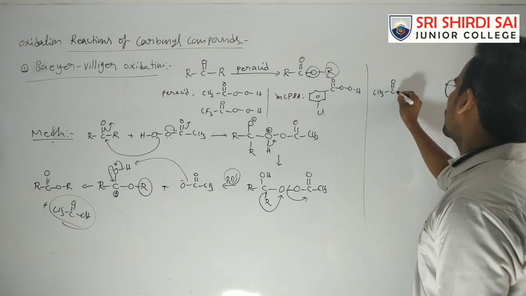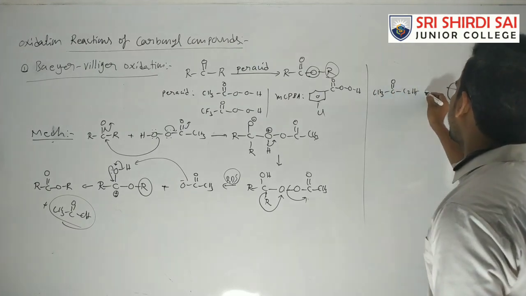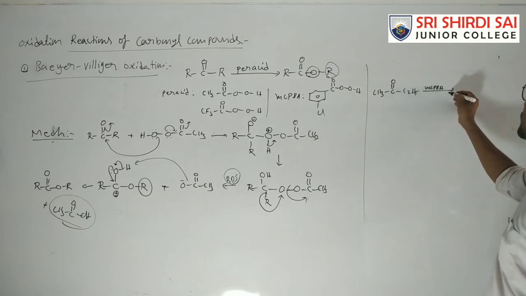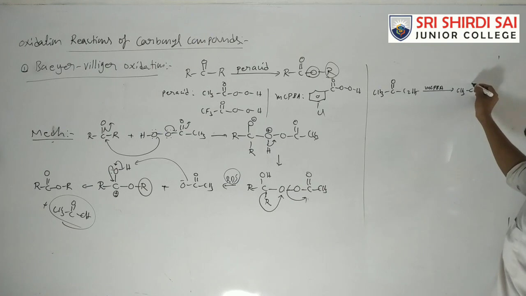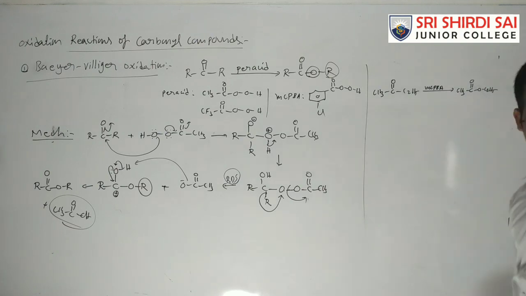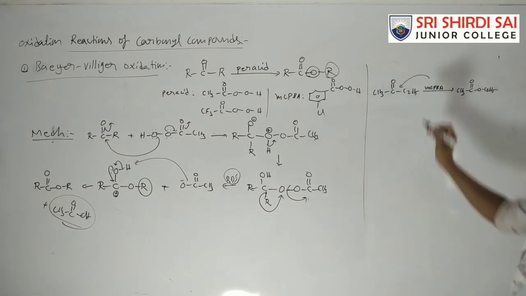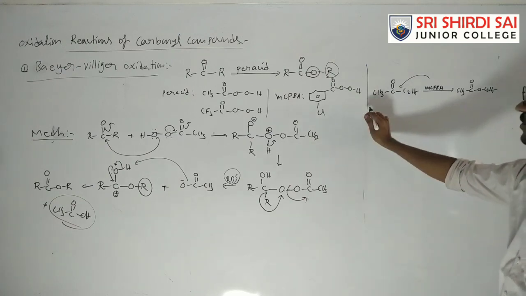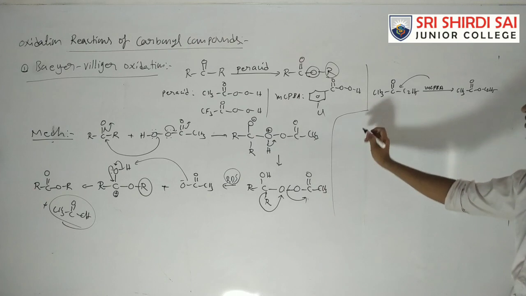CH3C double bond O, this one is an ethyl. On treating with peracid, for suppose MCPBA, product is CH3C double bond O, OC2H5. Okay, OC2H5. Because here methyl and ethyl, which is a better migrating group? Here ethyl is a better migrating group. So that's why oxygen insertion takes place. Okay, ethyl is a better migrating group, so that's why insertion takes place.